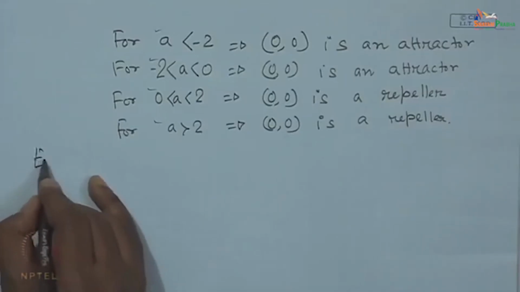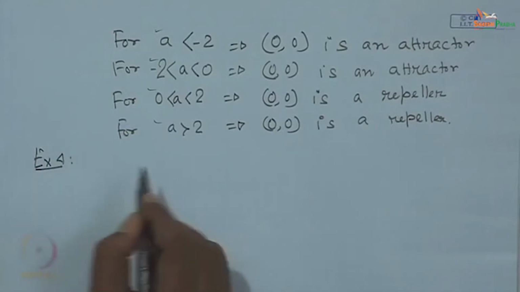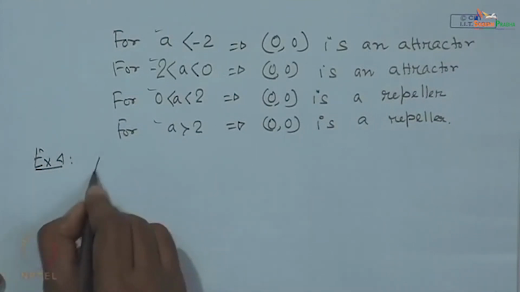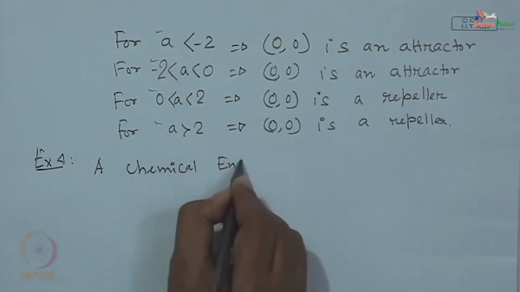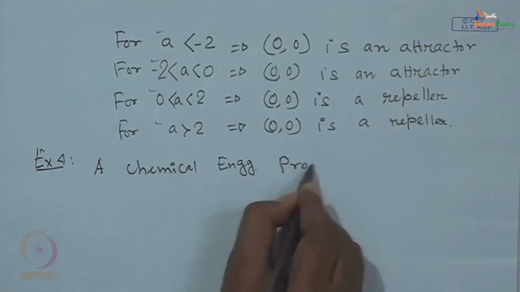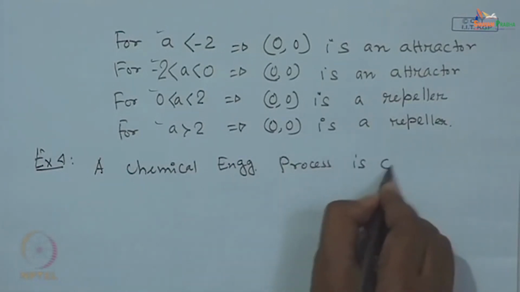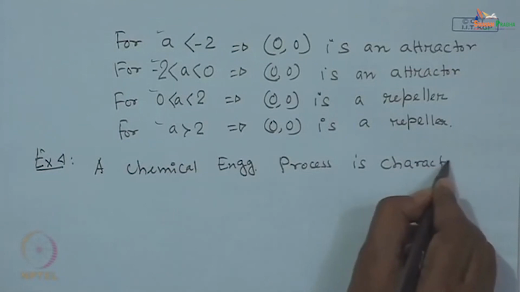Then we will move on to another example, and that will be quite an interesting example, because in this case we will be not only checking the steady state, we will be putting conditions on the parameters such that stability will be imposed. So, in this particular problem, a chemical engineering process is characterized by the following two ODEs.